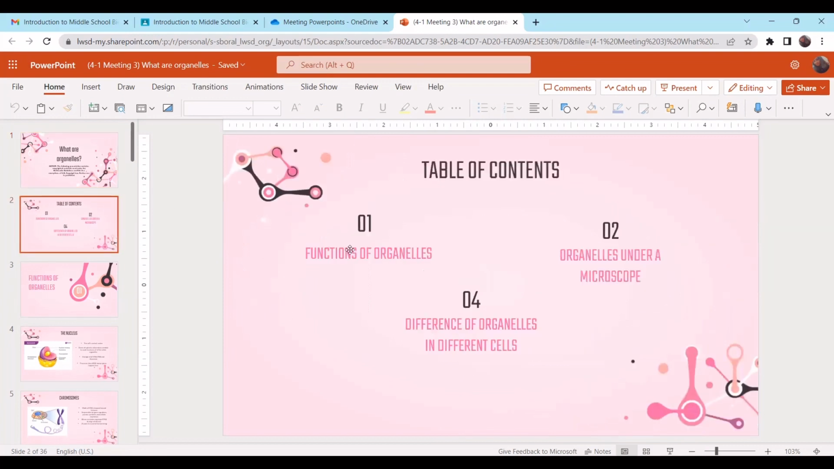So here we go. First thing, functions of organelles. Second, we're actually going to be looking at some organelle pictures under a microscope, which should be really interesting. Lastly, we're looking at the difference of organelles in different cells. So basically, there's different types of cells in our body and how they get those different functions and where they come from.